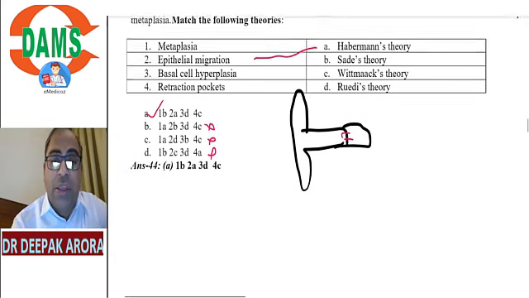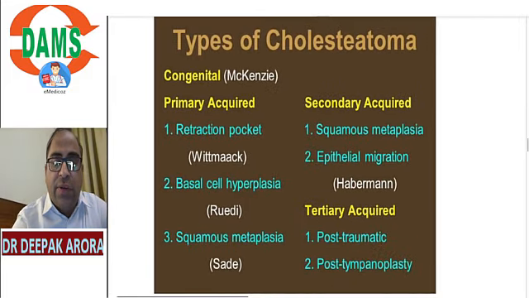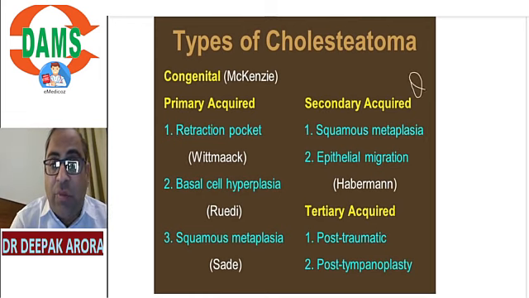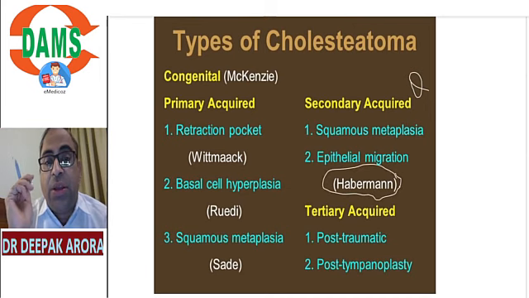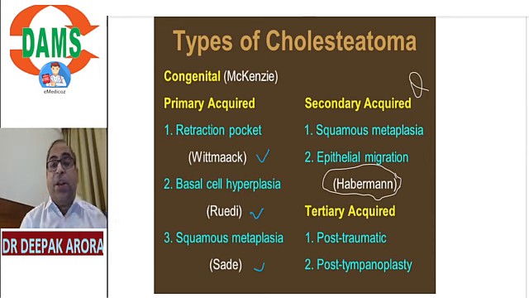So I have three theories which explain my primary cholesteatoma. I will be coming on this slide in next 5 minutes. First, we were learning important theories. So just remember secondary cholesteatoma is explained by Haberman theory, while primary cholesteatoma is explained by Whitmack, Rudy and Sethi. What is Whitmack theory? Is your theory of retraction pocket. Rudy's theory is your basal cell hyperplasia and Sethi is your squamous metaplasia. These are the important theories, beta. Even if you can't mug up each and every point, just learn Haberman theory is epithelial migration.